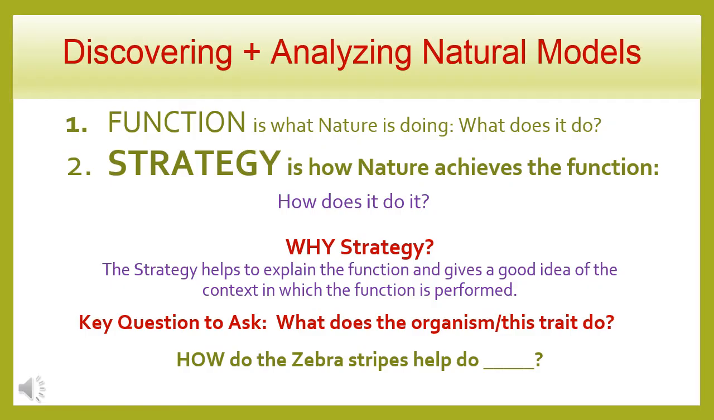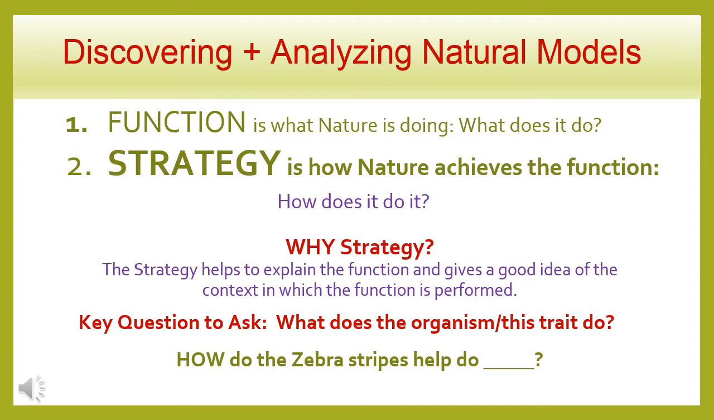After defining function, we next look at the strategy. The strategy is a short summary of how an organism achieves a specific function. We determine this by looking at a specific adaptation or trait that is present in the organism that helps it manage a challenge. These strategies are often different because the context in which the function is being performed differs. Going back to the earlier example of protect from external forces, we see that there are a variety of ways that this is done in nature.